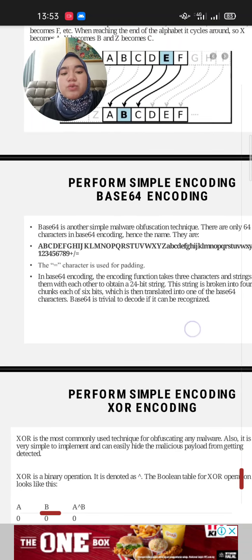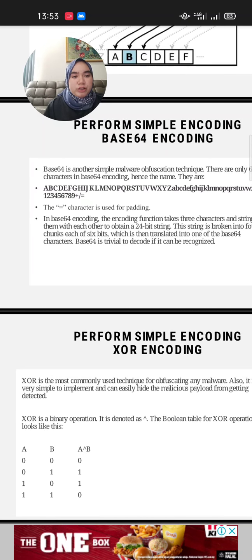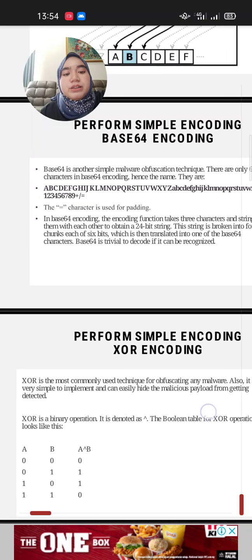We go to the last encoding, which is XOR encoding. This is the most commonly used technique for obfuscating malware. It is very simple to implement and can easily hide the malicious payload from getting detected. XOR is a binary operation, denoted by its Boolean truth table. I think we already learned this in discrete math. For example, A is 0011 and B is 0101. When A meets B, the result will be 0110. It's a very simple encoding.